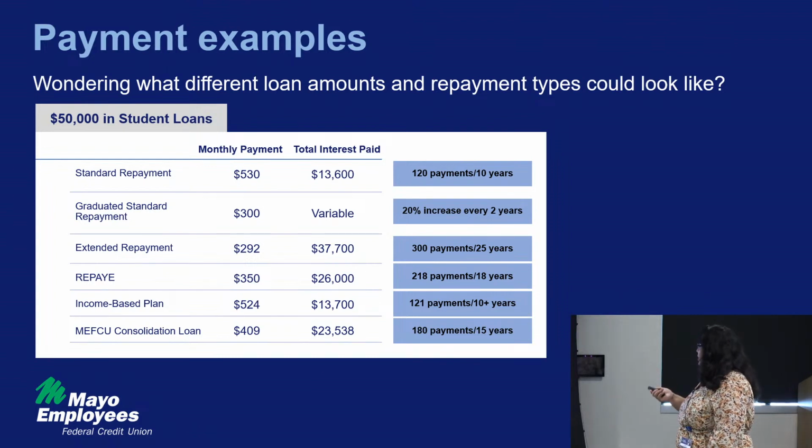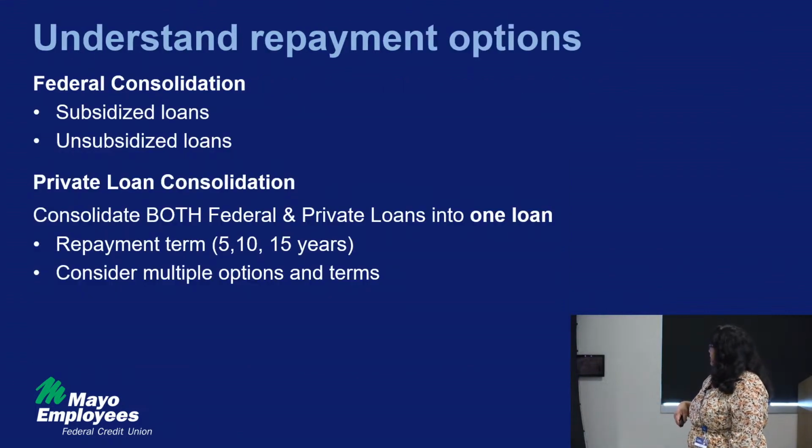The extended repayment is a 25-year payment plan. You're going to pay a little over $37,000 in interest, but it's the least amount that you have to pay each month, so it's $292, and so on. So again, with the consolidation loan with the 15-year repayment program, you're probably looking at about $409, depending on what the interest rate is, but the total interest paid will be $23,538.